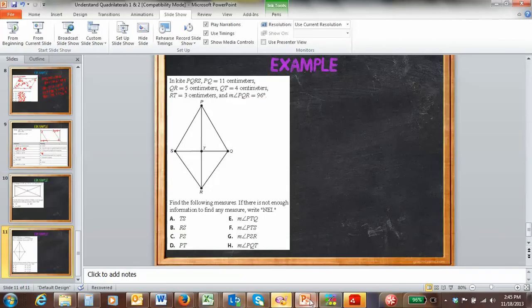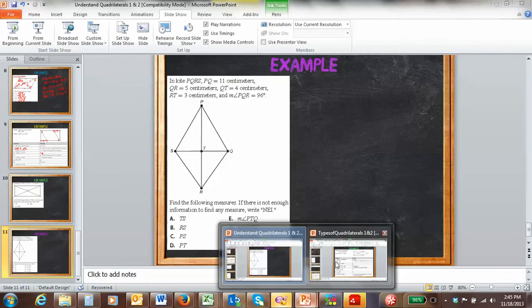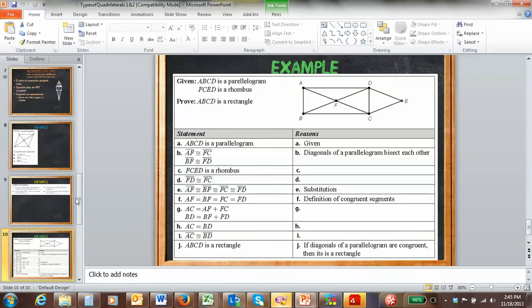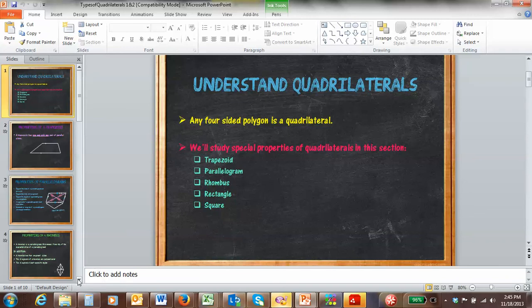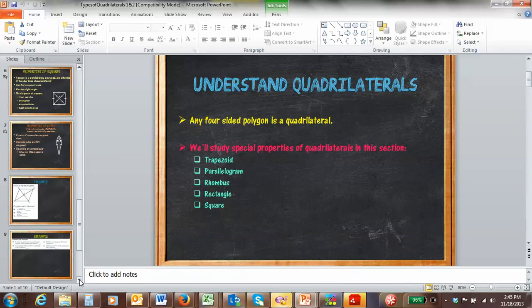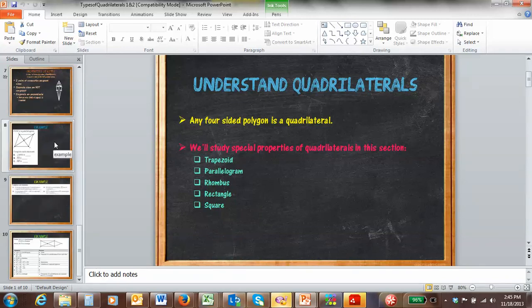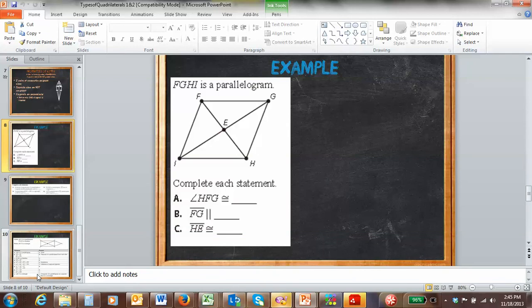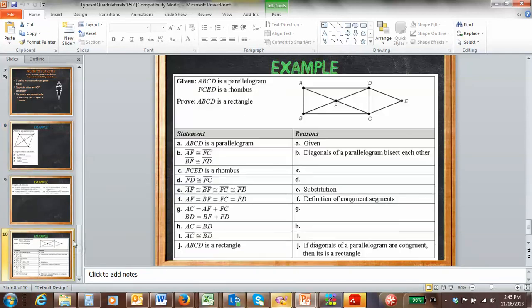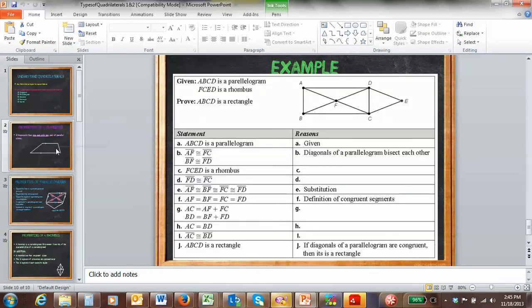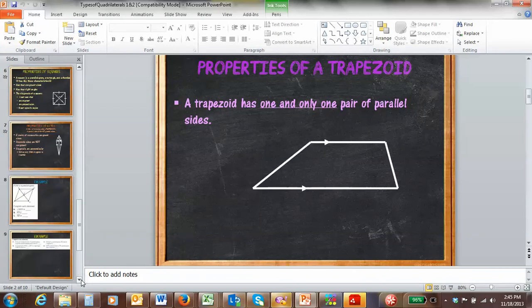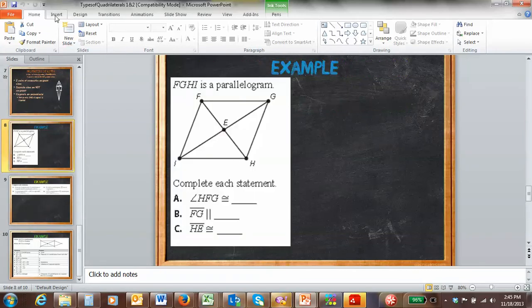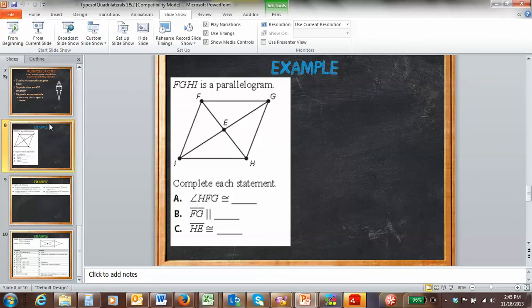Now we're going to move over to a few more examples. This is going to go under types of quadrilaterals. This is continuing on in your lessons, but all of the information before is the same. It's all about properties. So we're just going to move on to a few more examples after that.